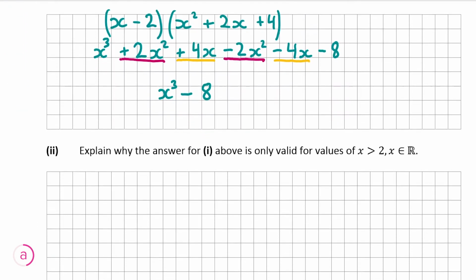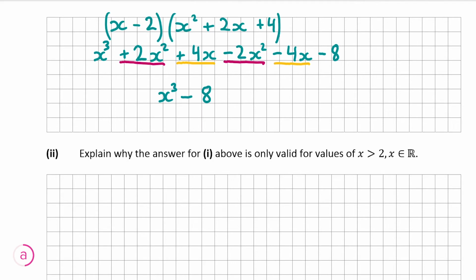So now let's have a look at A part 2. It's asking us to explain why our answer is only valid for values of x greater than 2, where x is a real number. If we have a value of x smaller than 2 or x is equal to 2, that will give us a value of either 0 or a negative answer. But remember here, we're trying to measure the lengths of the sides of a rectangle and the area of a rectangle, and we cannot have a negative side or a side of length 0. It's impossible. So x cubed minus 8, if we put 2 in for x, we're going to get 0. And if we put any number less than 2 in for x, we're going to get a negative answer.